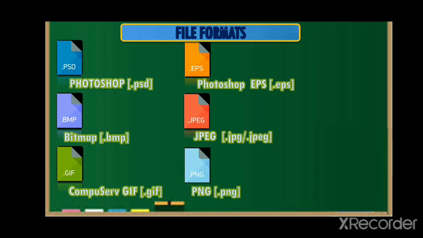Next is PNG or .png, meaning Portable Network Graphic. It is a raster image format that was created to improve on the GIF. And the last is .tiff. TIFF is used for page layout programs and printed material.